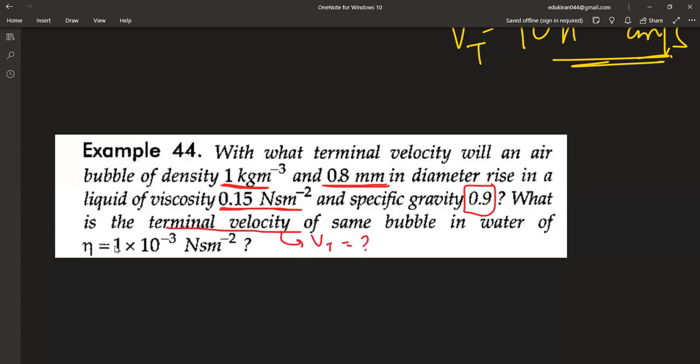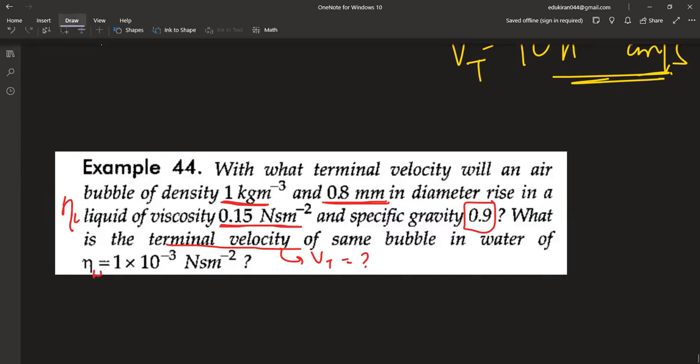Terminal velocity of the bubble, coefficient of viscosity is given. This is the density given. This is the radius which is given to you. And this is the coefficient of viscosity given. This is the coefficient of viscosity of the liquid, eta L. This is just eta, that is, this is for water. That's the difference between these two.